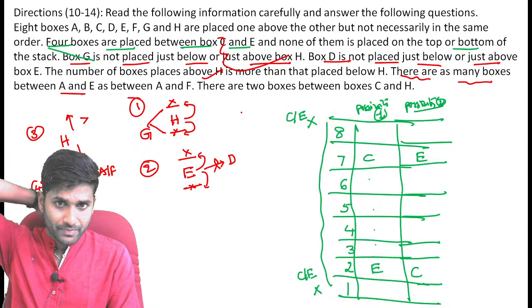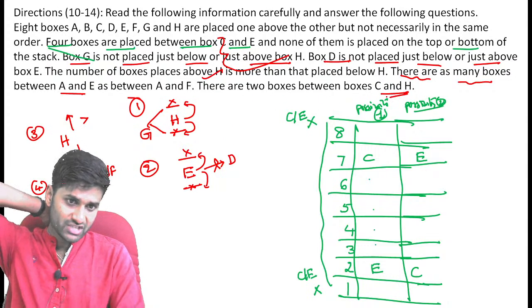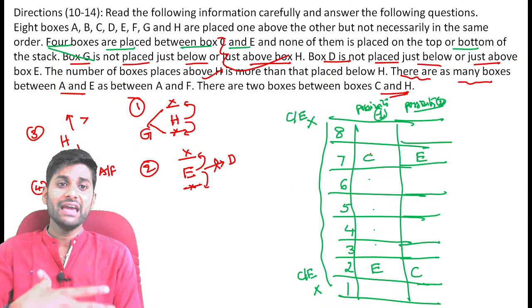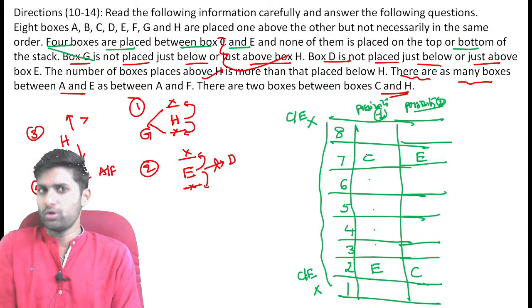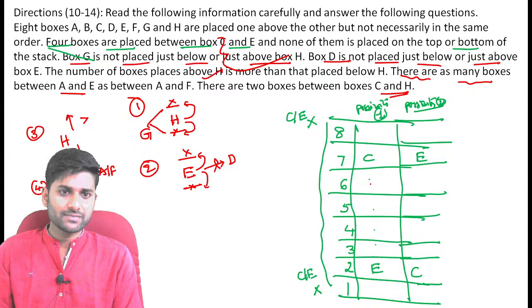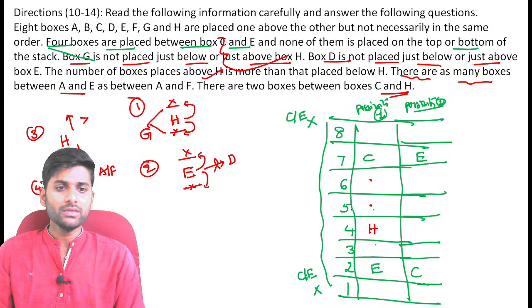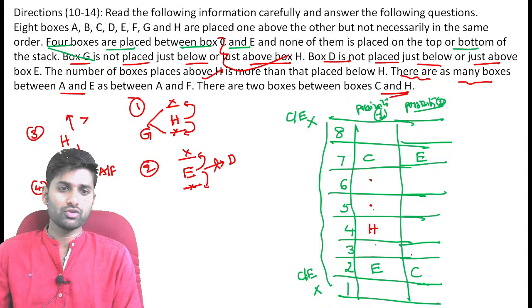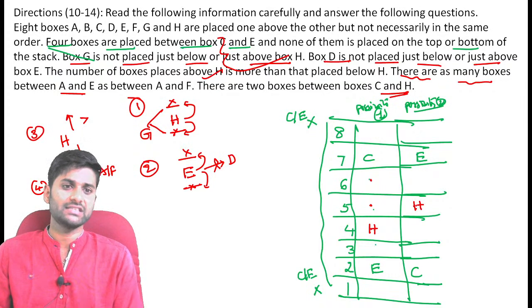And final one, see, there are two boxes between C and H. We already know the C. We can't place H above C. Why? Because we have only one box now. So below C, guys, two boxes between C and H. Now you can confirm H here. Now, so second possibility, below C there is no chance. Definitely we can place above C 1, 2. So we can take it as H here.